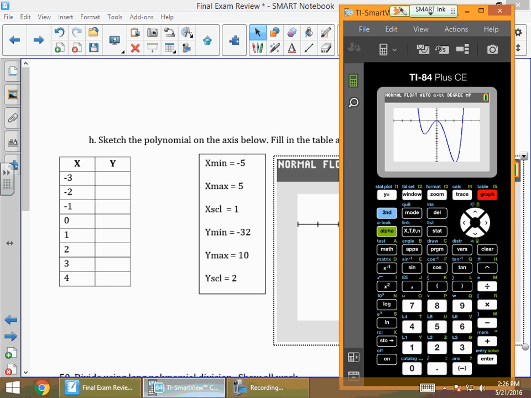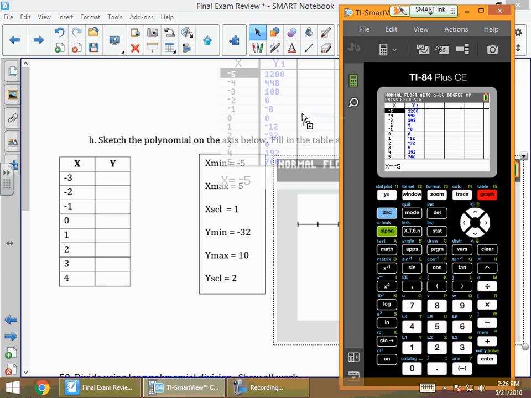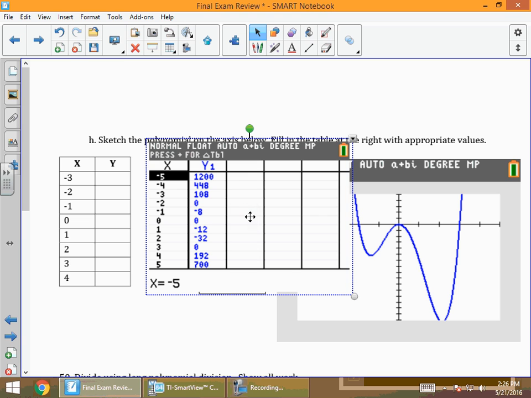I am going to take a look at the table. So if I go second graph, and I want to fill in my table, so I'm going to pull this screenshot off so we have it right next to it. So when x is negative 3, you'll see that y is 108. When it's negative 2, you'll see it's 0. We knew that one though. When it's negative 1, it's negative 8. 0, 0, we knew that one. 1 is negative 12. 2 is negative 32. 3 is 0. And 4 is 192.